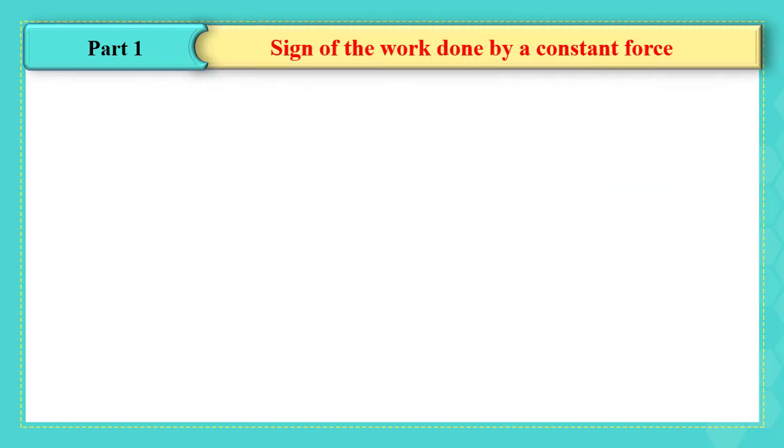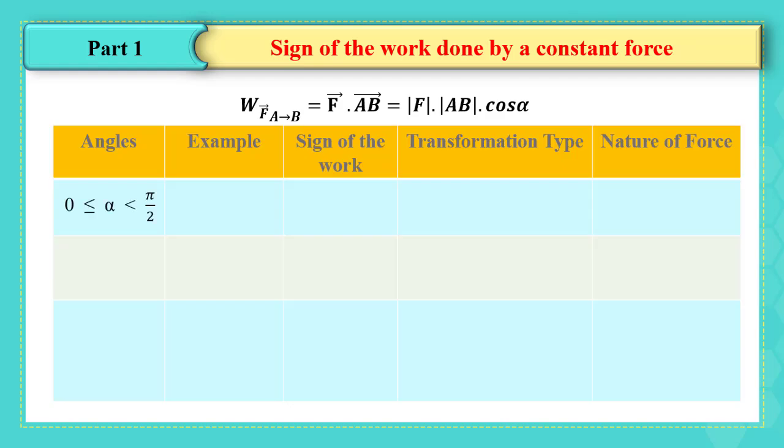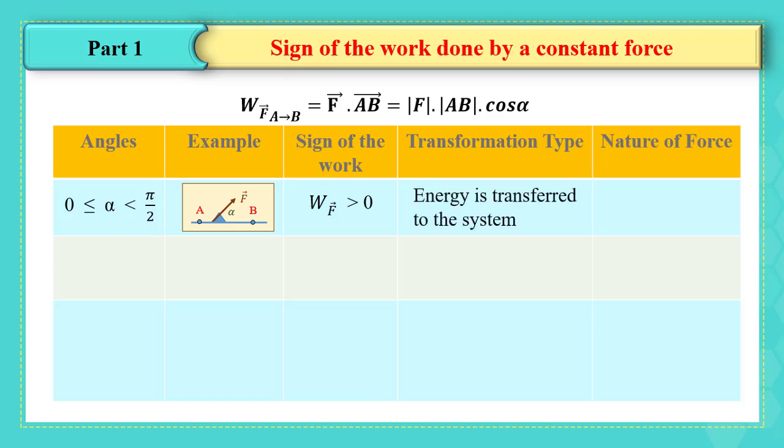Actually, the work is an algebraic quantity. It may be positive, negative, or null depending on the value of the angle alpha. How can we indicate this sign? If alpha is taken between 0 and pi over 2, this means that the work is positive because cosine alpha is positive. Here we say that the energy is transferred to the system and the force is motive.